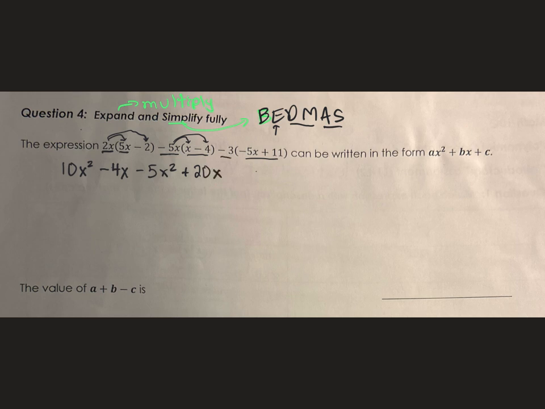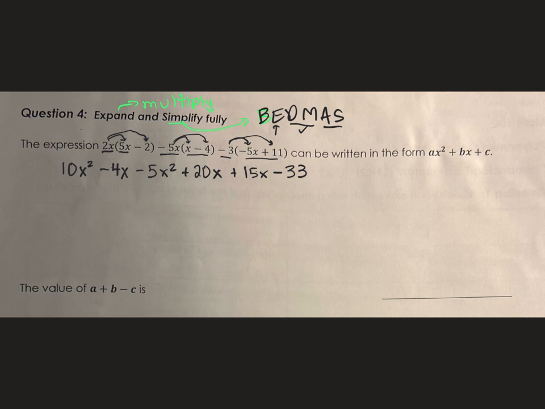All right, next set of brackets, -3 multiplied through. -3 times a -5x would be a positive 15x. -3 times positive 11 would be negative, signs are opposite, 33. And there we go, all the brackets are gone, which means we've finished any multiplying there was.